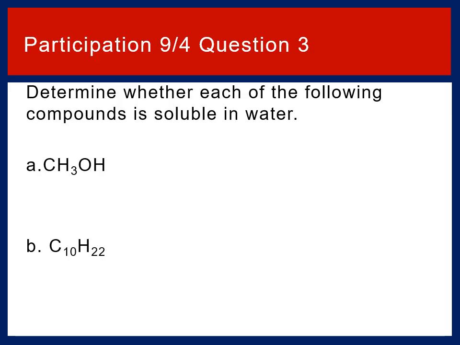Participation 9.4, question 3. Determine whether each of the following compounds is soluble in water. A, CH3OH, B, C10H22. This is the third question on participation 9.4, due Friday, September 4th at 11:59 p.m. over on Blackboard. The link to the assignment is right below the document where these videos are posted. Again, determine whether each of the following compounds is soluble in water. It's CH3OH and C10H22.